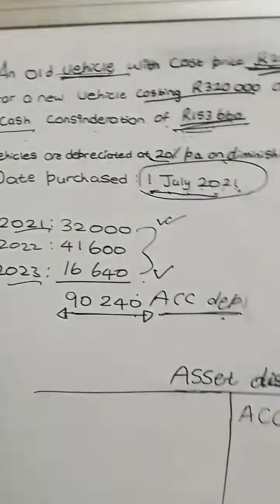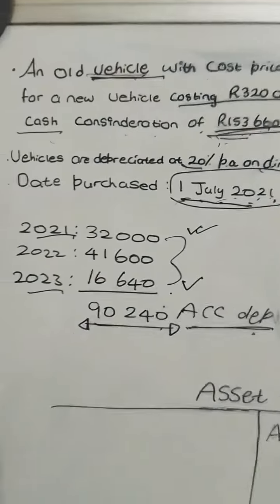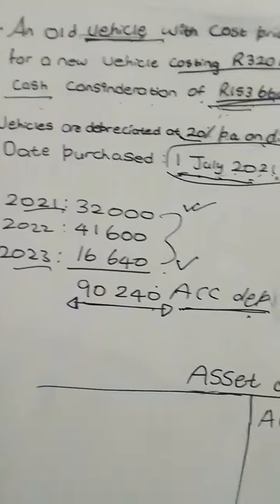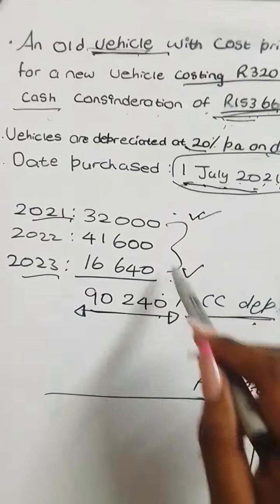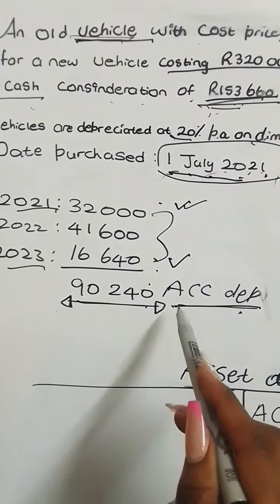Let's continue with the example. So now here we have to do what? We have to prepare the asset disposal, right? Remember, in the previous video we only calculated the accumulated depreciation of the asset, which is the depreciation of the asset from the day the asset was purchased to the day the asset was sold, right? Then we add all the depreciation, we get the accumulated depreciation.